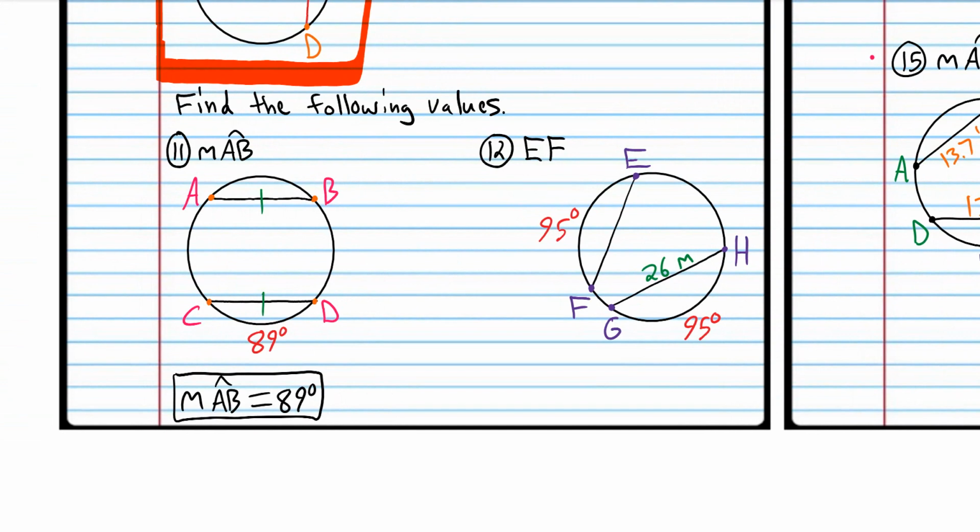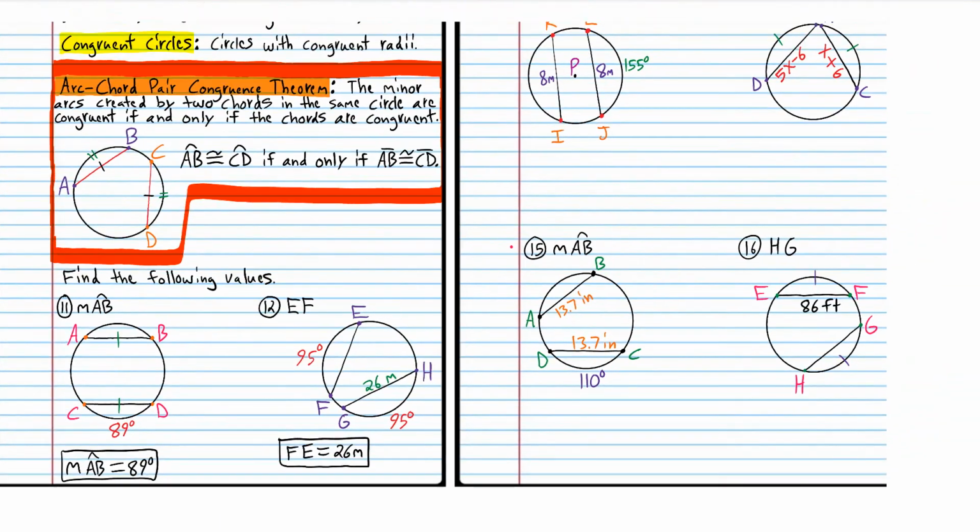Over here, we have two arcs that are the same measure. They're both 95. Do you see that? So the length of the chords must be congruent, or equal. So FE is equal to 26 meters because GH is 26 meters. Very simple.